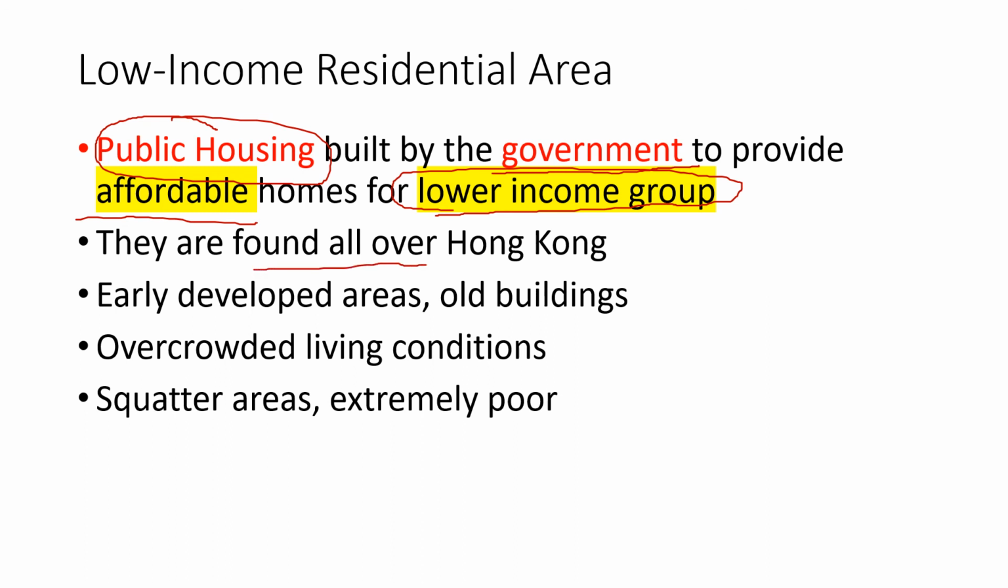And there is another type of low income residential area. These areas are found in developed areas, and these areas have many old buildings, and the living conditions are overcrowded. And the third type of low income residential areas are found in squatter areas. They are situated on the hillside.